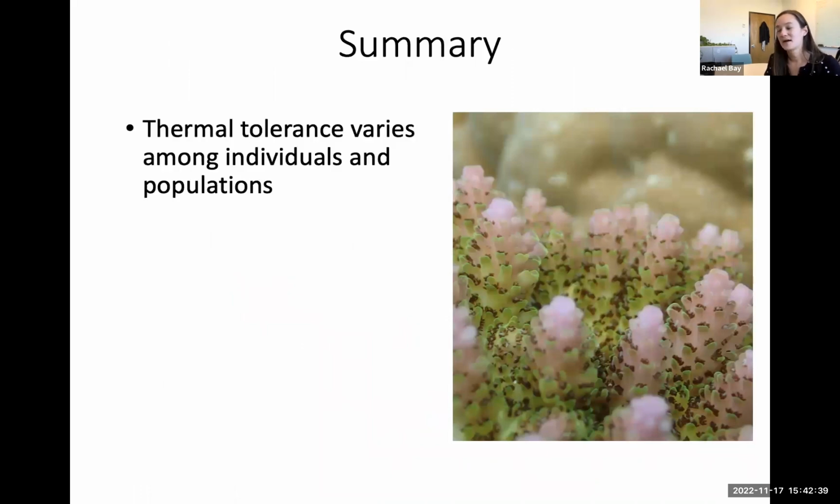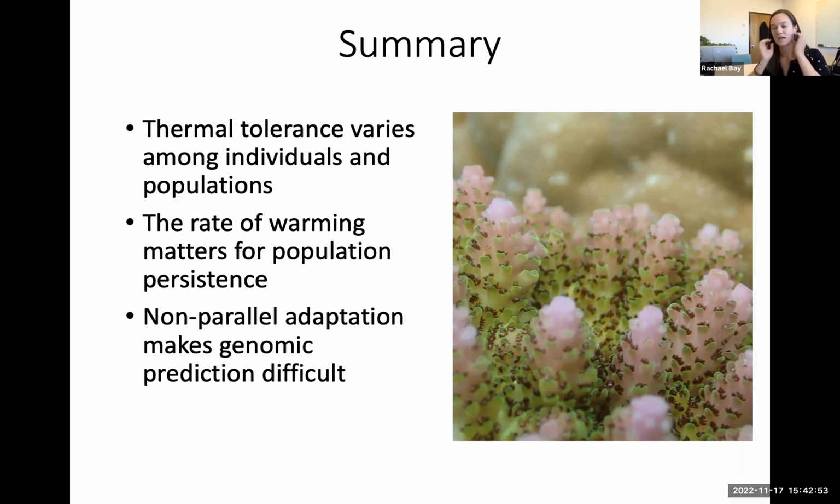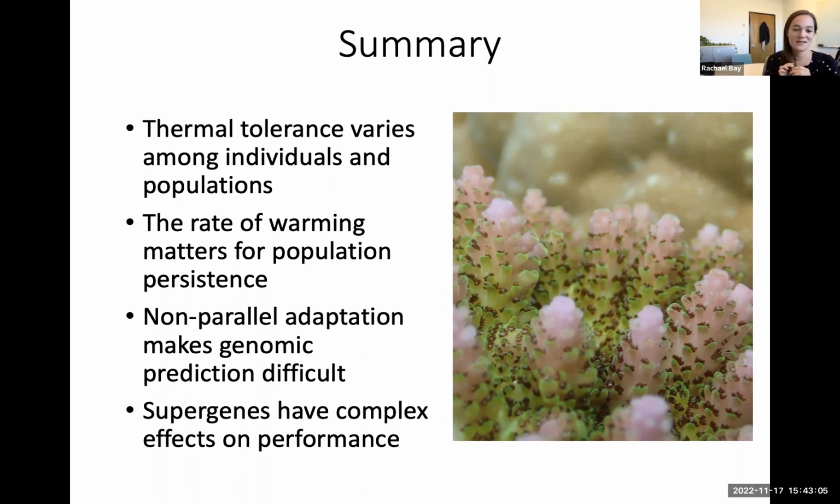So just to wrap up, we see everywhere really that thermal tolerance varies among individuals and populations. In the coral simulations, we showed that the rate of warming really matters for population persistence. In the seagrass, we show non-parallel adaptation, and I think that's really going to make transferring these genomic scores really difficult. I do think that supergenes are an interesting way to look at adaptation and potentially more predictive because you have the ability to put together these co-adapted gene complexes, but in our system, they seem to have really complex effects on performance.